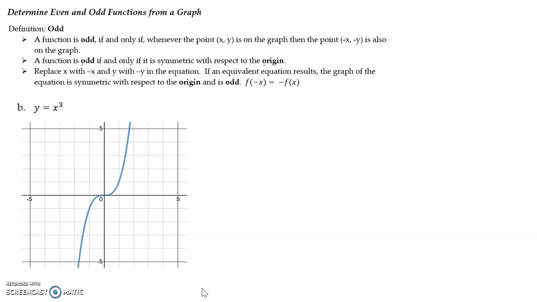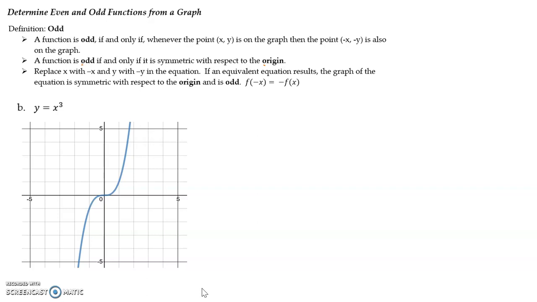And if you're taking a look at the picture of your graph, if you take that image on your piece of paper and you turn your piece of paper upside down, so you're rotating it 180 degrees, if that image looks exactly the same right side up as it does upside down, then your graph is an odd function or is symmetric with respect to the origin.